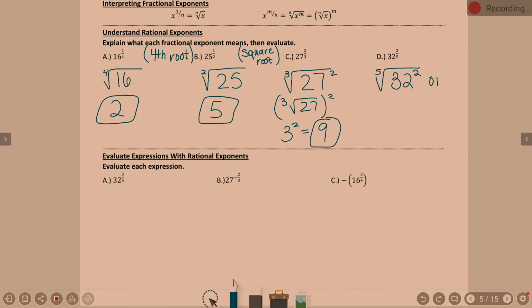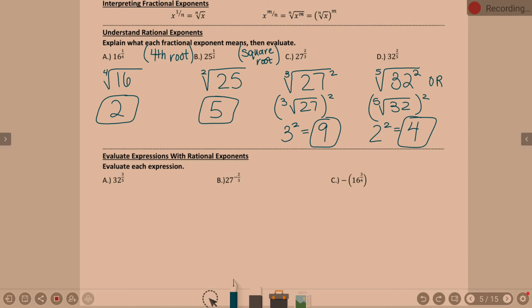So I can write this as the 5th root of 32 squared, or I can write this as the 5th root of 32 and then squared. It doesn't matter which way you write it. You can do it either way. I personally know the 5th root of 32. And it's one you'll become familiar with the more we work in this chapter. It's 2. The 5th root of 32 is 2. And then what's 2 squared? 4. Okay, 4.